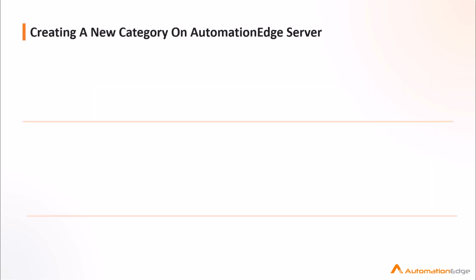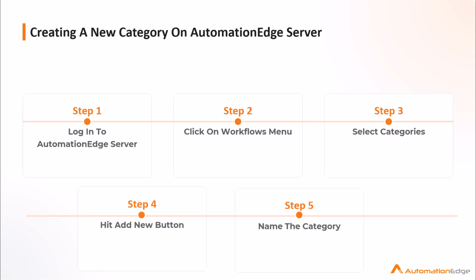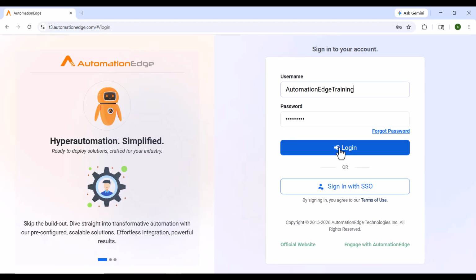Now, let's see the steps for creating a workflow category. Log in to Automation Edge, click Workflows, then select Categories. Click the Add New button. In the form that appears, enter a category name and a description. Click Create to save. Now let's go to the Automation Edge server and see this practically.